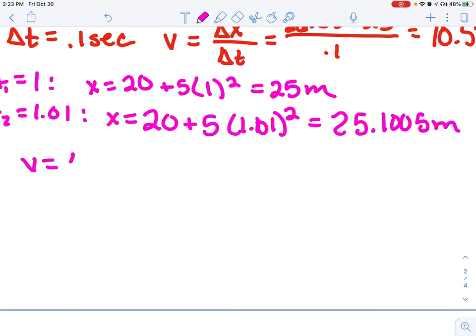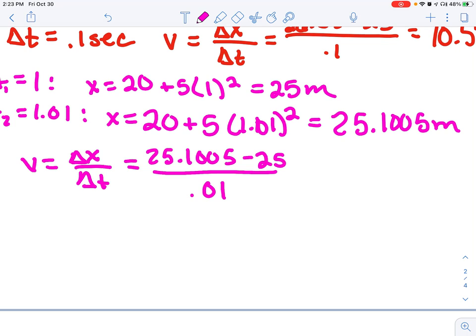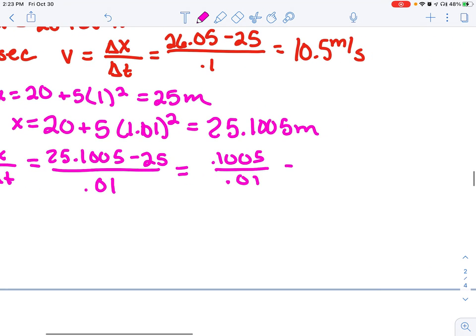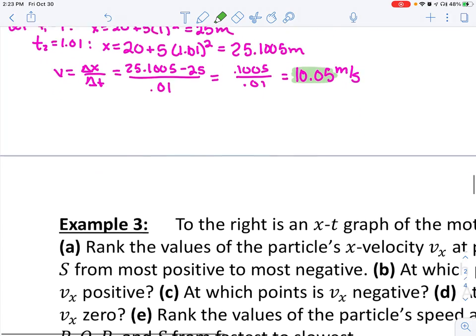So our velocity will be delta x over delta t. So delta x is 25.1005 minus 25. And delta t, remember, we're only going to look at that much of a video. So that's going to be 0.1005 over 0.01. And that is going to equal, please type that in your calculator, make sure you know it's 10.05 meters per second. So we can really see, okay, so the velocity is 10.5 for a difference of 0.1, 10.05 for a difference of 0.01. So we're getting closer and closer and closer.